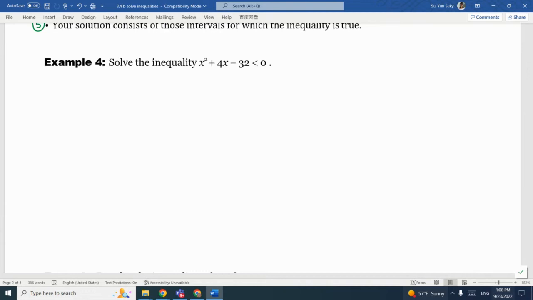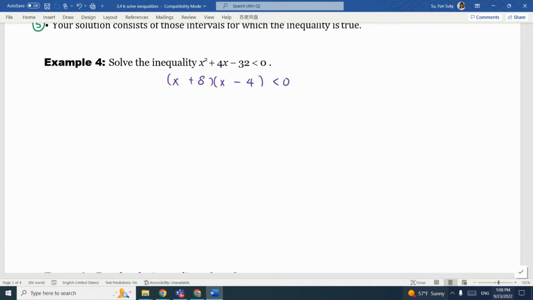How can we factor it? So x, x. And then, how do you get negative 32? What are the factors? 8 and 4. So which one is positive? 8. And so the 4 is negative. Are you okay with factoring?